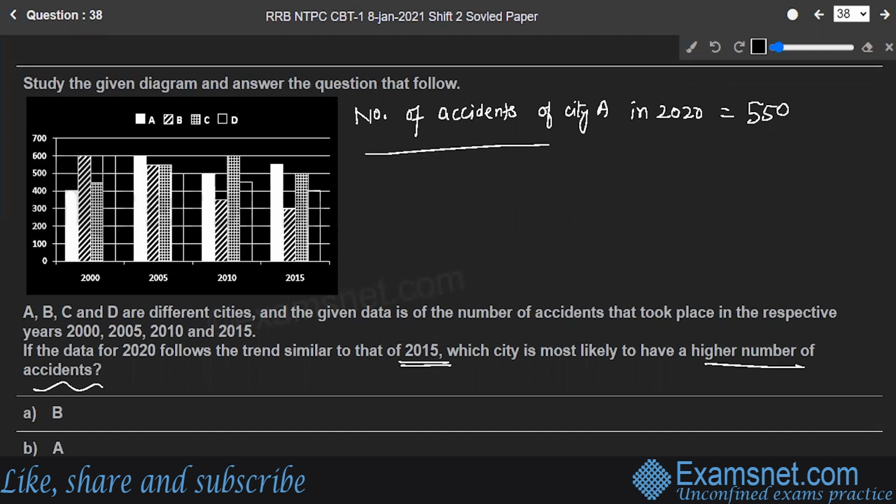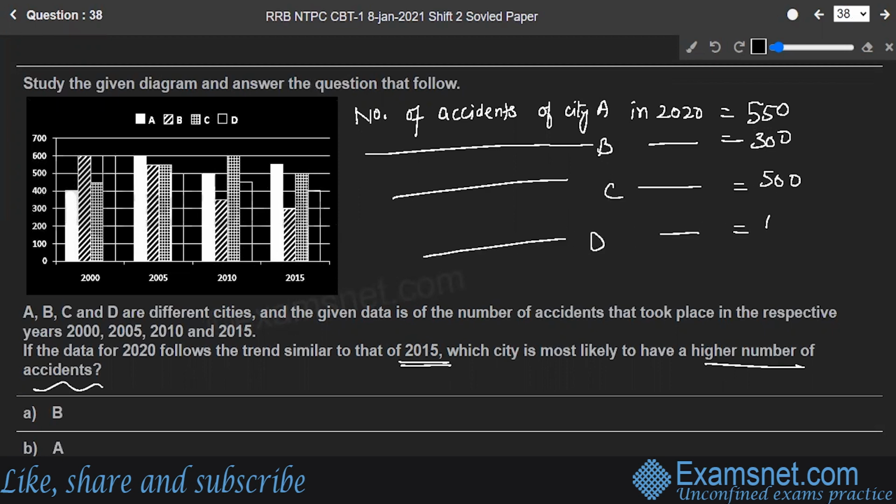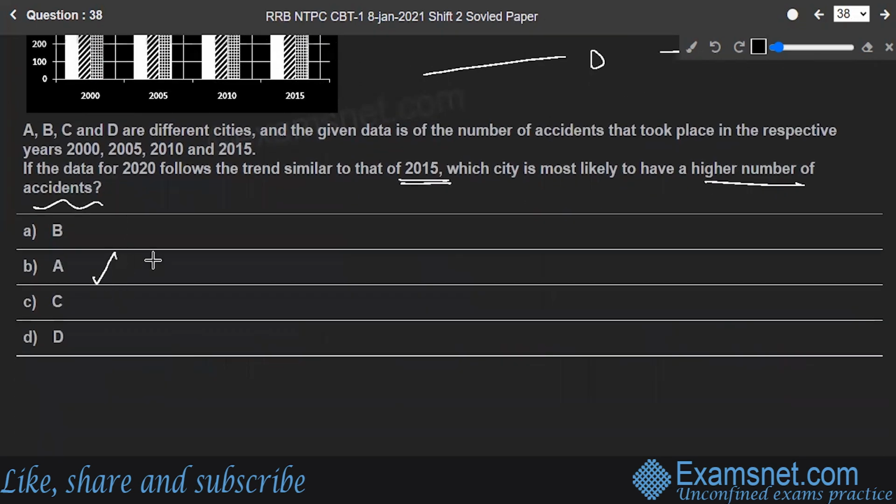And the number of accidents for city B in 2020 is equal to 300. Similarly, number of accidents for city C is equal to 500. For city D, this is equal to 400. According to this, city A is most likely to have higher number of accidents. That means we have option B as the correct answer. That is city A. Hope you understood this.